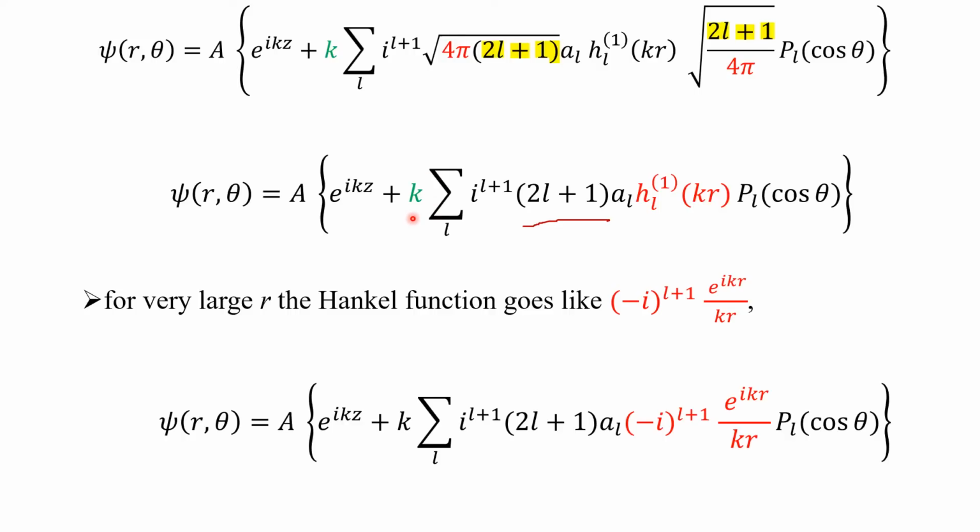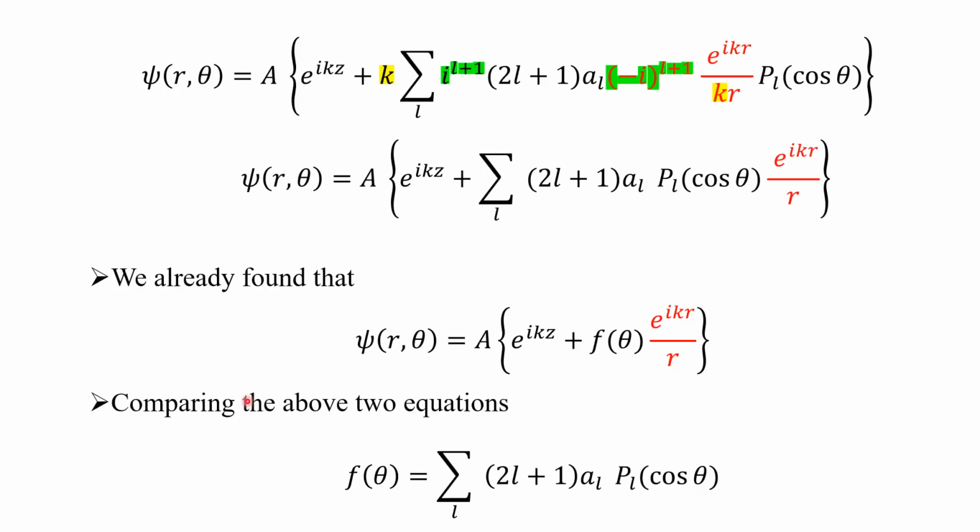Already there is a 1/k. Just two minutes back, we have seen that for a very large r, the Hankel function goes like minus i^(L+1) e^(ikr)/kr. So you replace this Hankel function by minus i^(L+1) e^(ikr)/kr, P_L(cos θ). That is just what I have replaced the Hankel function by. Finally, we arrived with this expression.